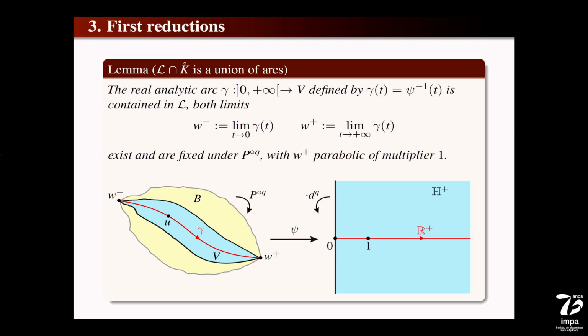If you go back in time, it has a limit as t goes to 0. That's what I call w minus. And as t goes to infinity, in the future, it has a limit. That's what I call w plus. These two limits exist. Both are fixed points of the qth iterate of the map. And the plus, the future limit, must be parabolic with multiplier 1 under the qth iterate. But the past, w minus, could be parabolic or repelling. We don't know that.